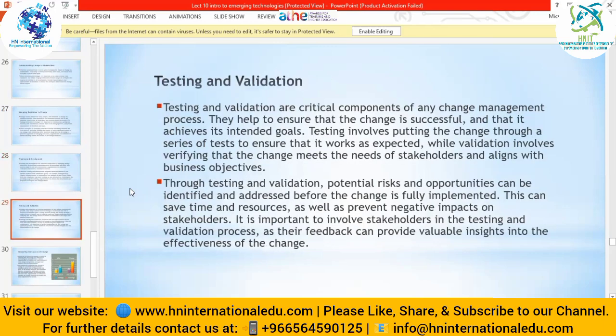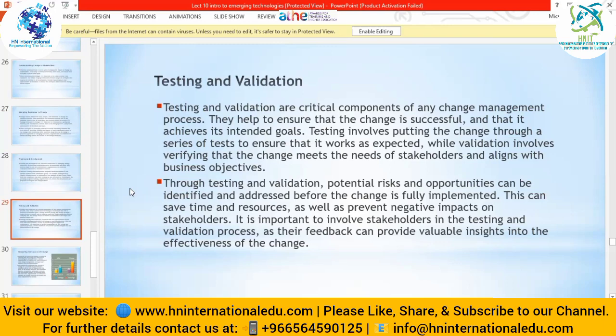Then there is testing and validation. Testing is done to check whether the change is successful or not. That is testing: a series of tests to ensure that it works as expected and is meeting your goals or not. And what is validation? It is valid for each and every person. That the change is giving benefit not only to you but to your company, your organization, and your customers also. That is testing and validation.